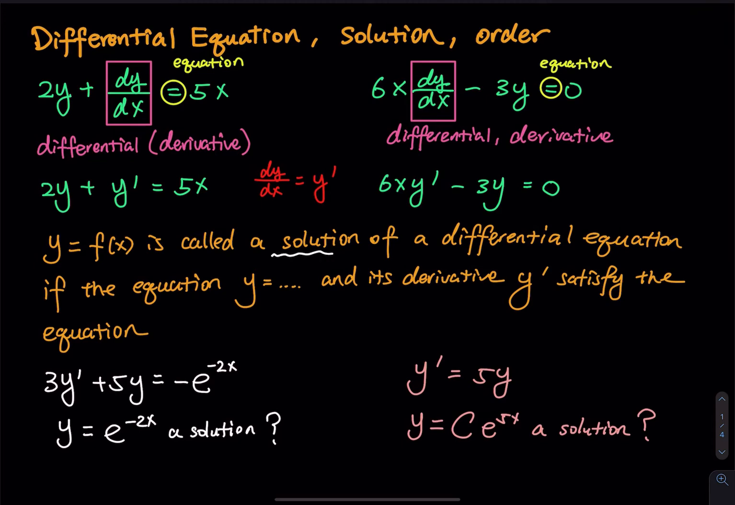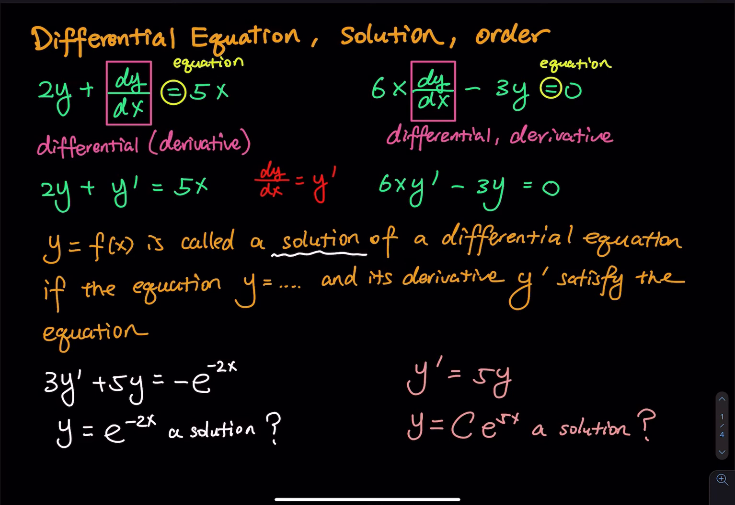It's called a solution of a differential equation if the equation y equals something and its derivative satisfy the equation. So look at the equation I gave you: 2y plus y prime equals 5x. The solution is, you have to tell me what y equals. Your job is to find out what y equals. So y equals some expression in x, and then you can find out what y prime is, and then you plug it into the differential equation to see if it satisfies the differential equation. Satisfy means the left hand side equals the right hand side. Regarding checking the solution of a differential equation, I will show you that in a minute.